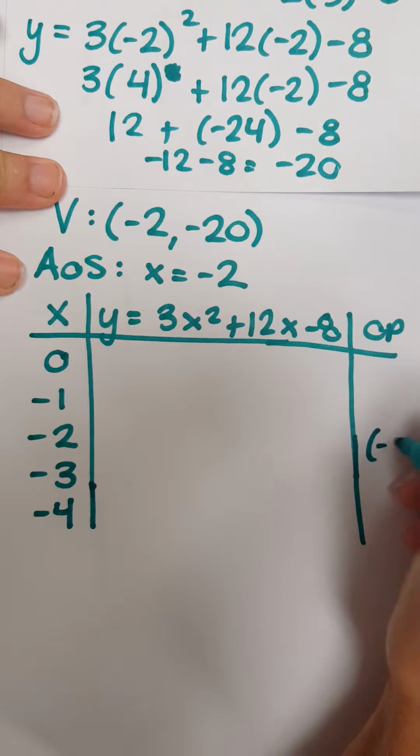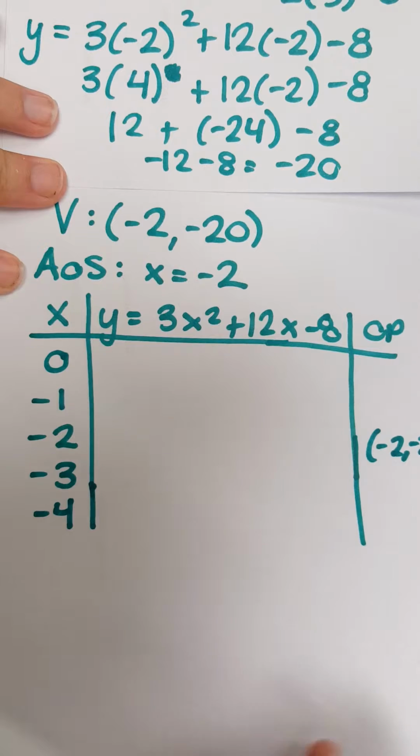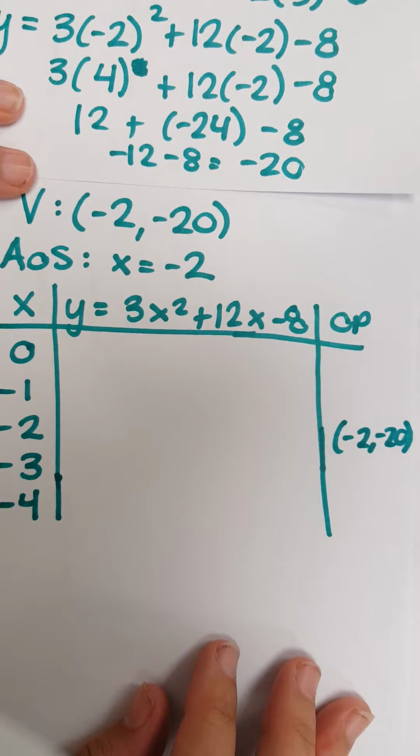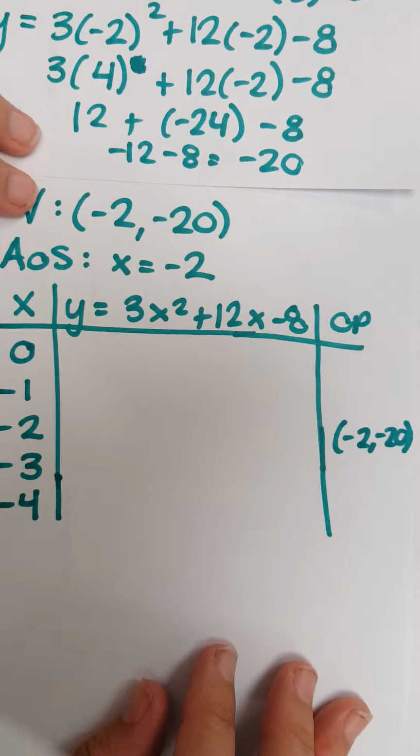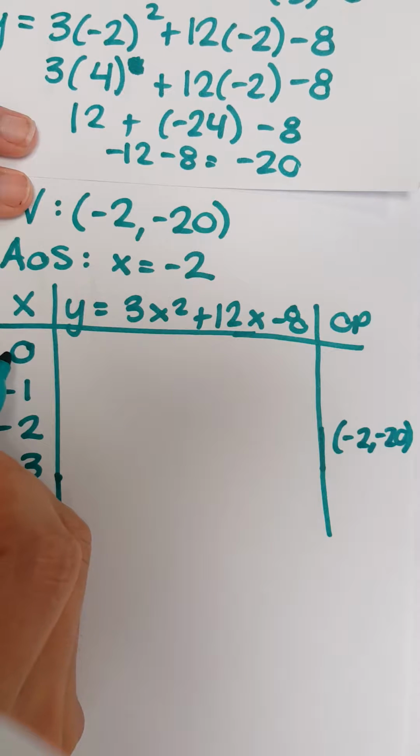Okay, so negative 2 we already know. Our ordered pair is going to be negative 2, negative 20. Oh, running out of space. So now we've got to solve everything else. Well, when x is 0, what do you know?